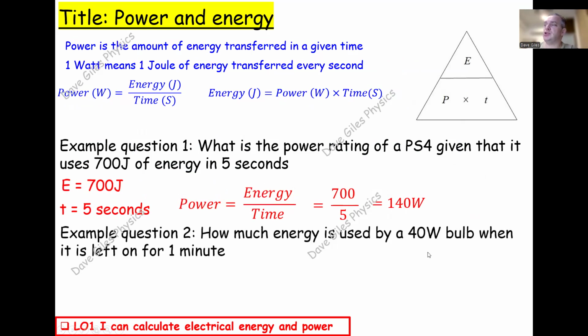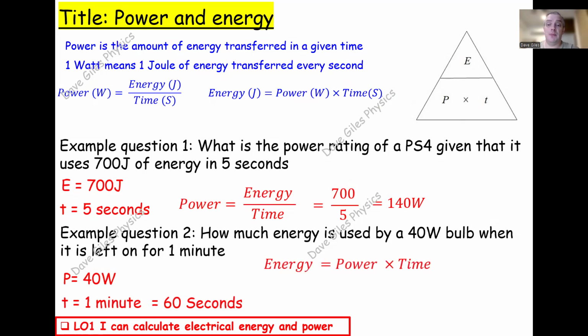Another question: how much energy is used by a 40-watt bulb when it's left on for 1 minute? The key is this time you need to convert the minutes to seconds. So 1 minute is 60 seconds. Energy is power times time. 40 times 60 is 2,400 joules.